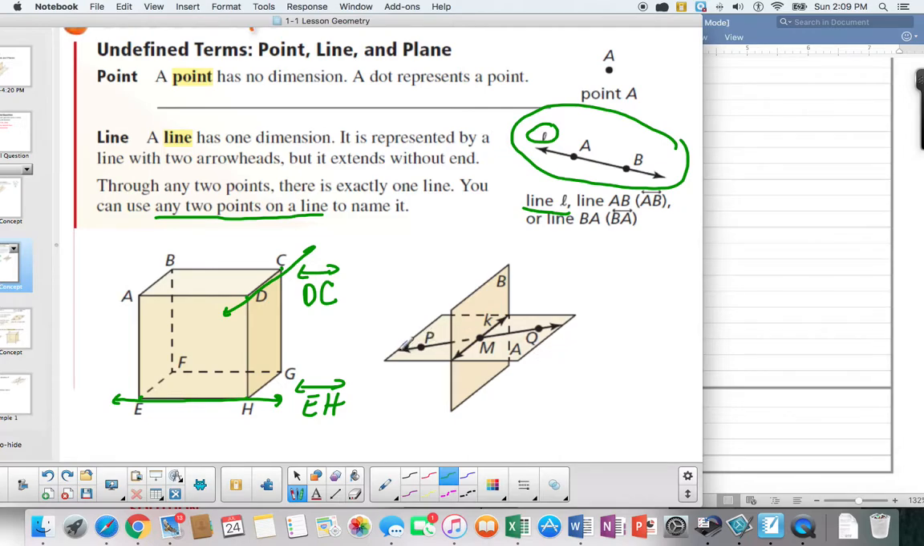If I wanted to label this line right here, I would just pick out 2 letters. Now notice there are 3. Just pick out any 2 letters, say M and P, and put the line symbol over it.